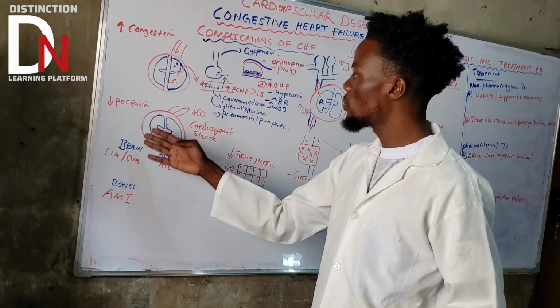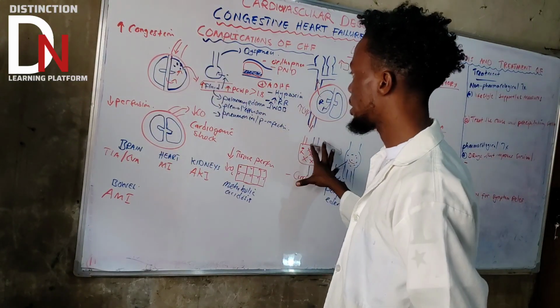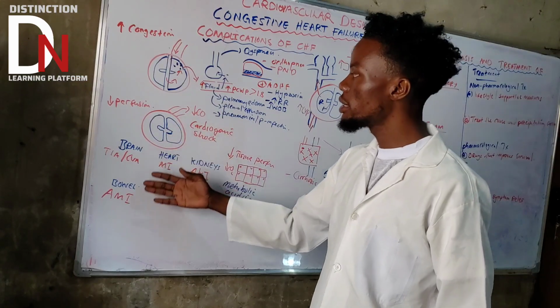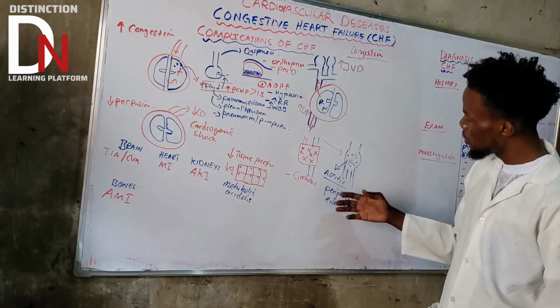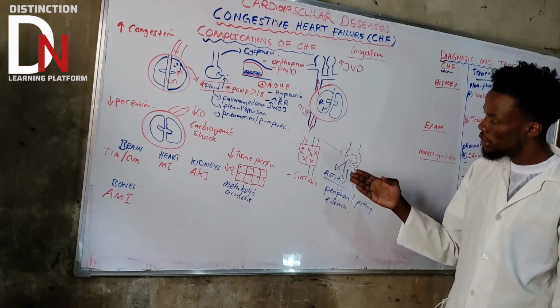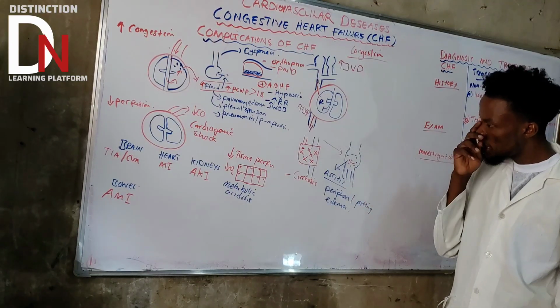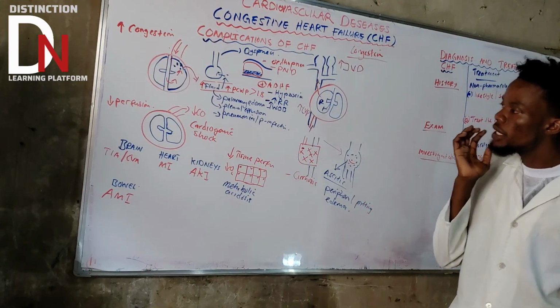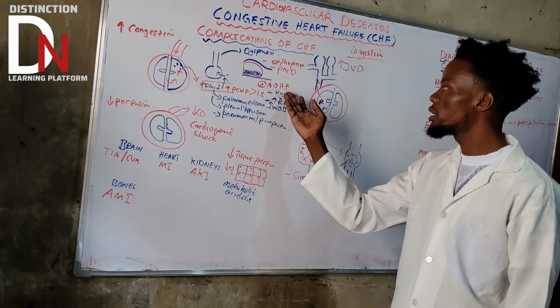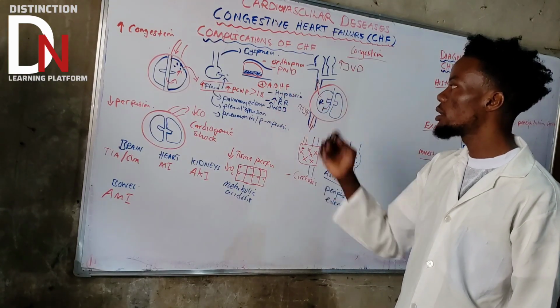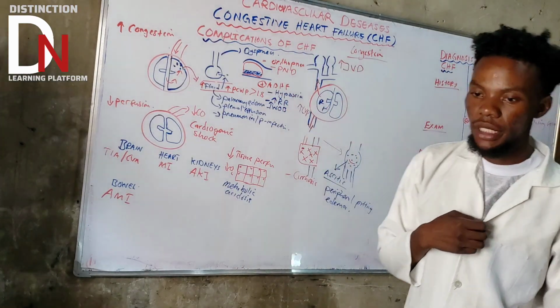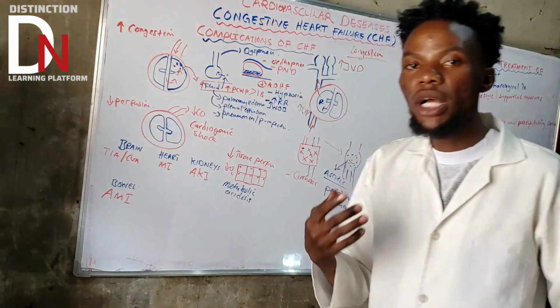Now, we said congestion. So congestion is done like that. If we talk about decrease in perfusion, decrease in tissue perfusion can also happen with right-sided heart failure. How? If it is very, very severe, like someone experiencing ADHF, which is acute decompensated heart failure.